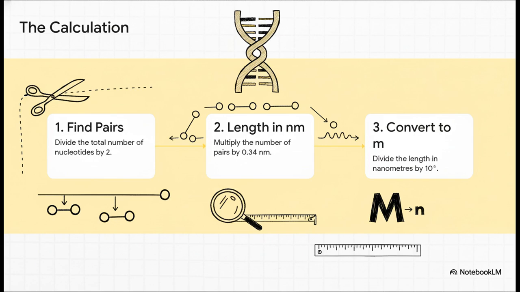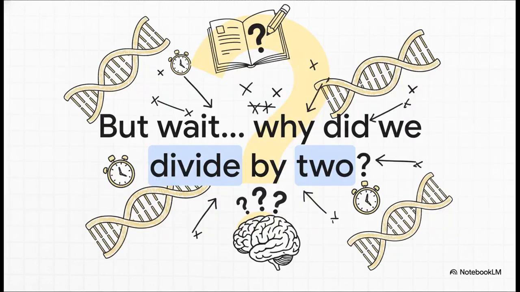And finally, step 3, we convert to meters. There are 1 billion nanometers in a meter, so we divide by 1 times 10 to the 9. And that leaves us with our final answer. But hang on a second. Let's pause here, because this is the number 1 spot where people lose marks.